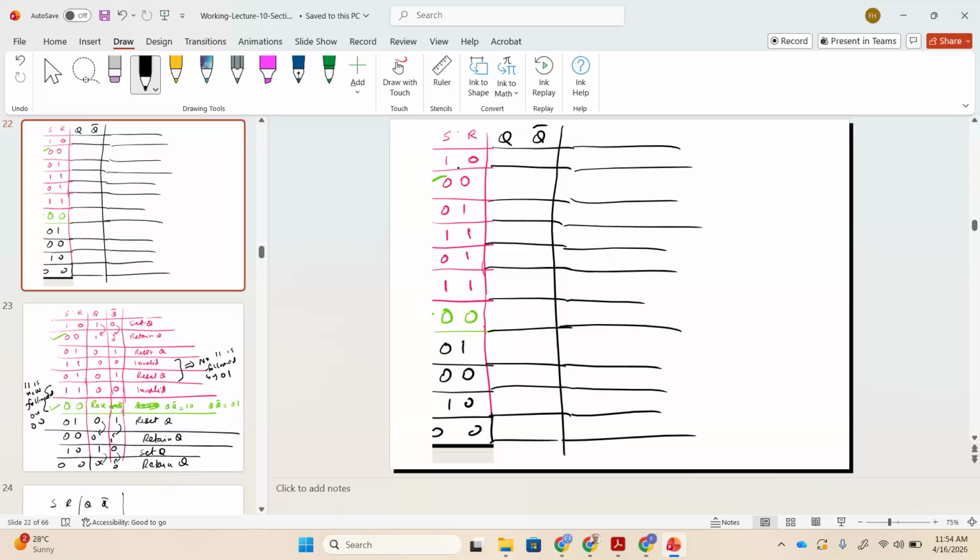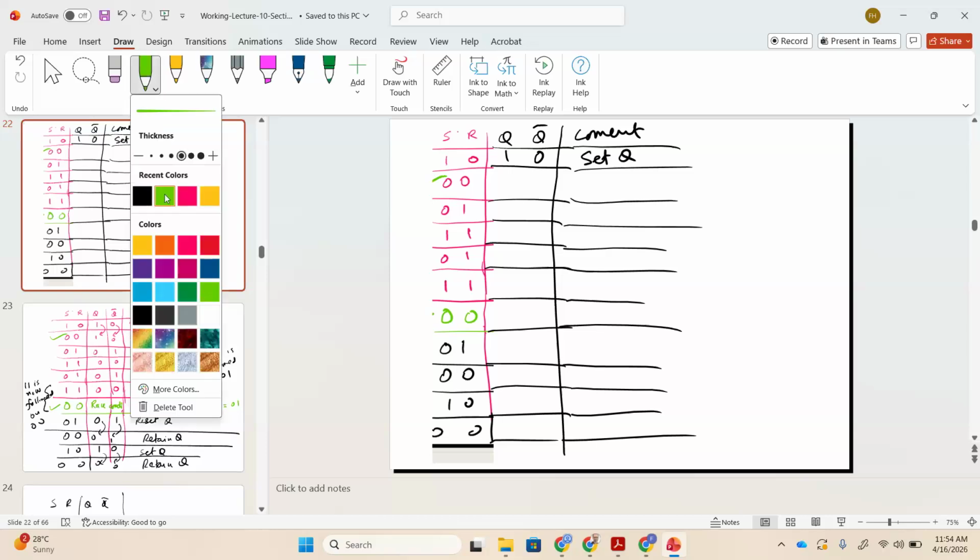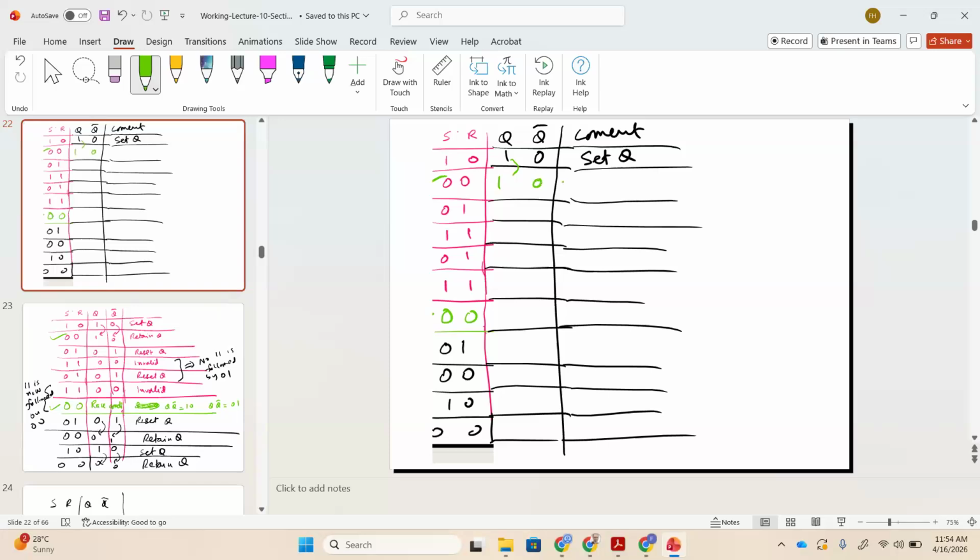Okay, now I have noted your name. So Q is 1 and Q bar is 0, and what should I write in the comment? Mira, can you help me now? Set Q. Very good. Thank you. And if you have 0, 0, Mira, can you help me now? What should be my output? I'll take the previous answer. So it is 1 and 0. Got it? Yeah. So we can say retain Q.